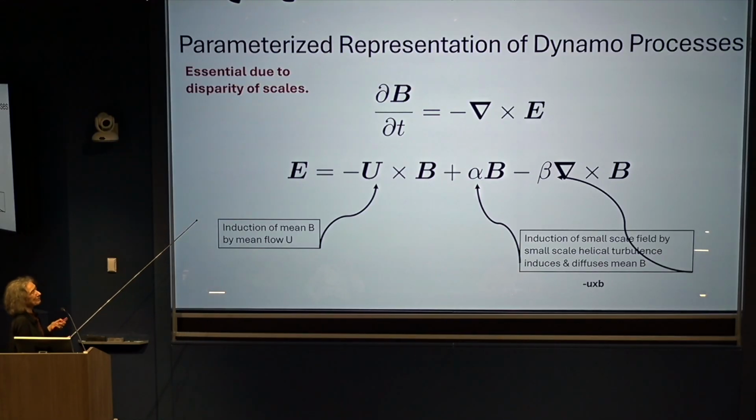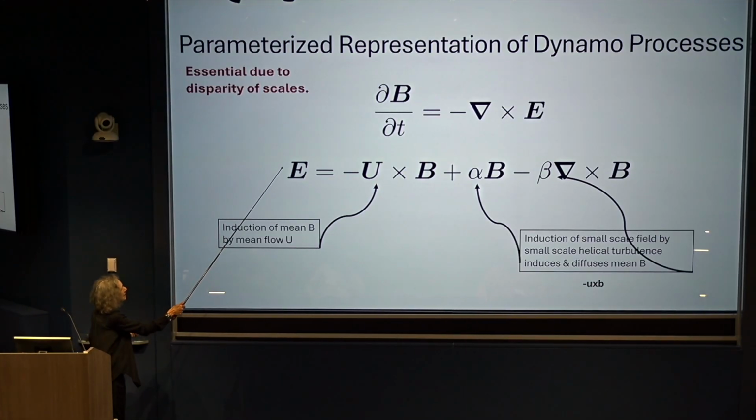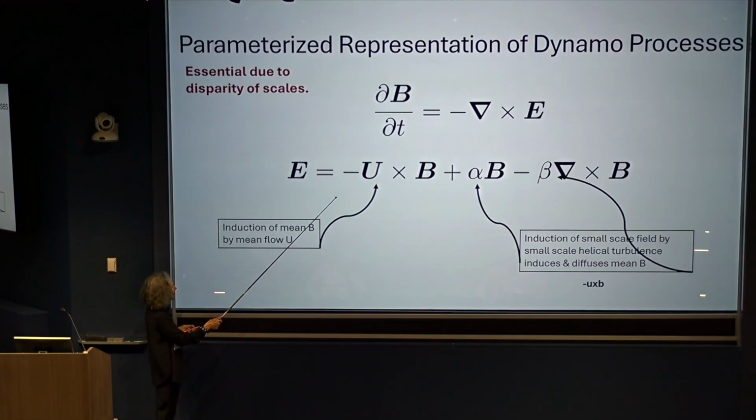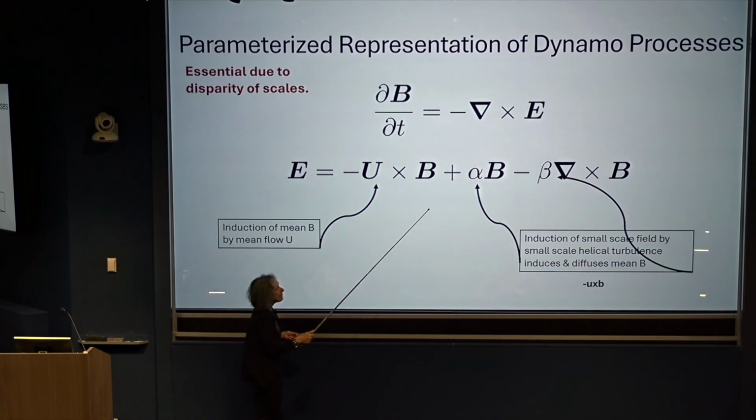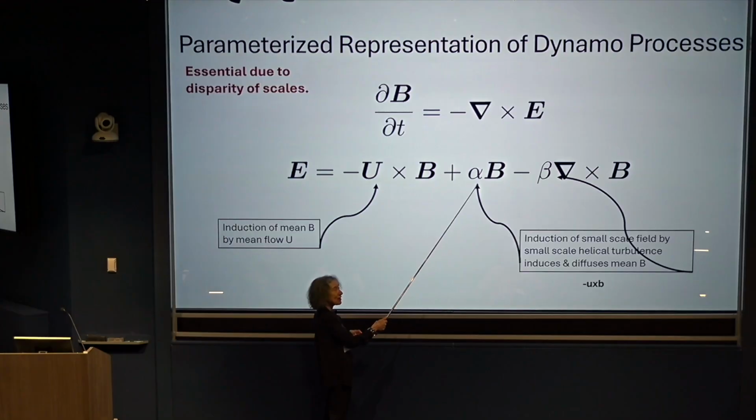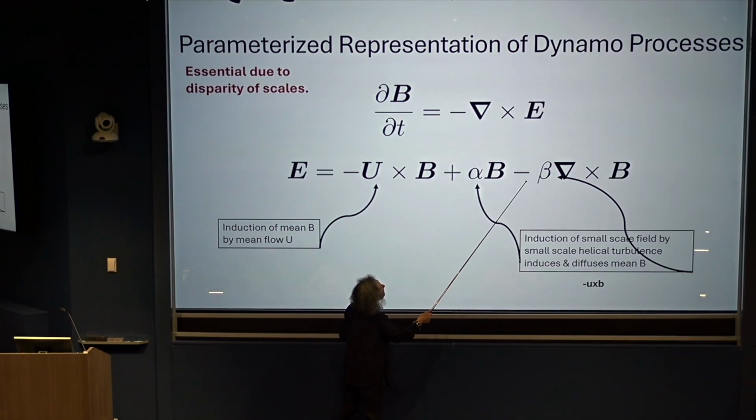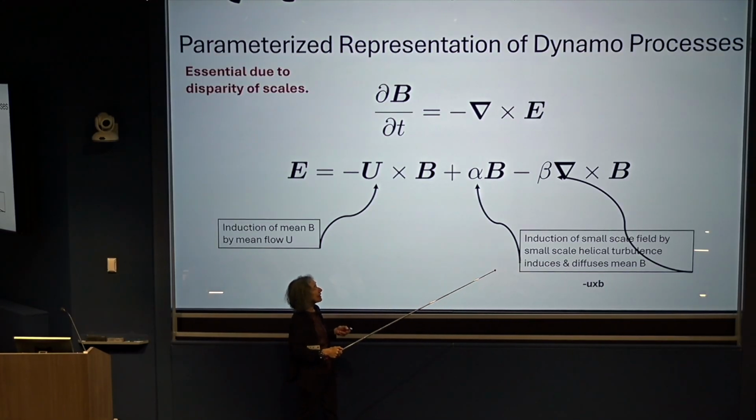So I'm just going to do this in MHD. We have non-relativistic MHD. We have Faraday's law, and the electric field is the motional electric field, so this is induction of the mean magnetic field by a mean flow. And then the effect of the small-scale motions is conventionally described in terms of two parameters: the so-called alpha effect, which measures the effect of small-scale helical turbulence, and the beta effect, which is thought to induce a diffusion of the mean magnetic field.